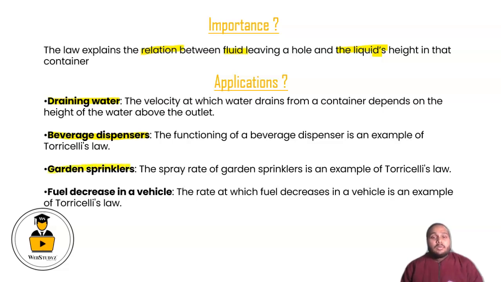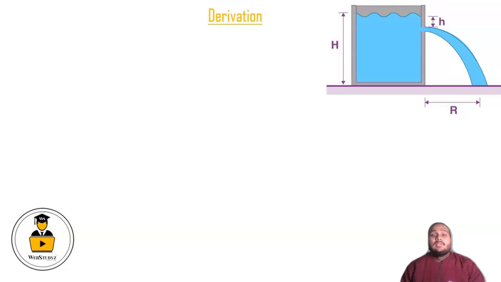Also, the spray rate of garden sprinklers is an example of Torricelli's law. Also, the fuel decrease in a vehicle. The rate at which fuel is decreasing in any vehicle also represents an application of Torricelli's law. Now, let us see the derivation.